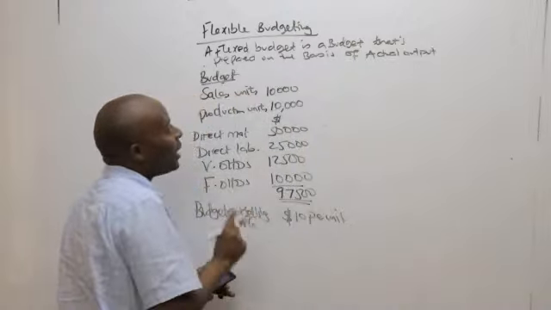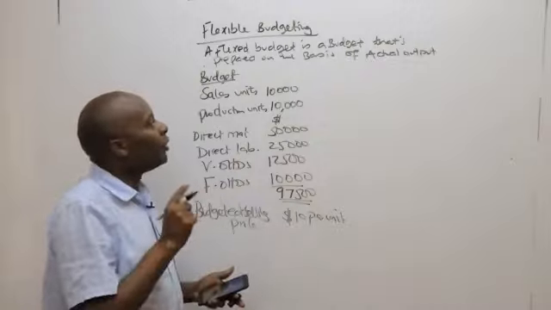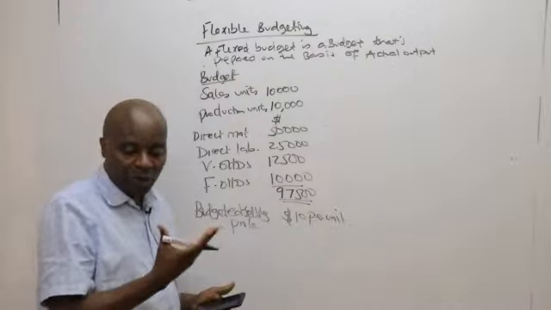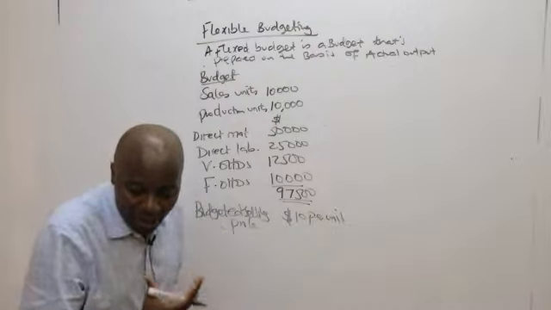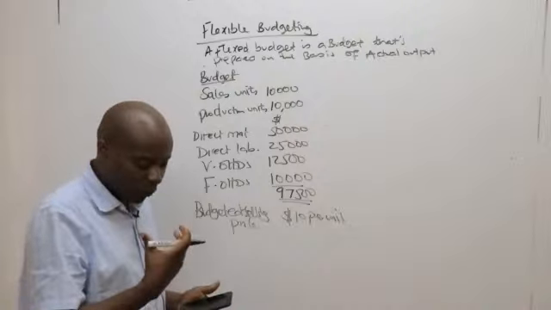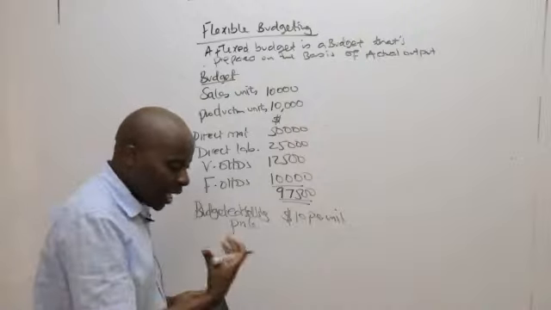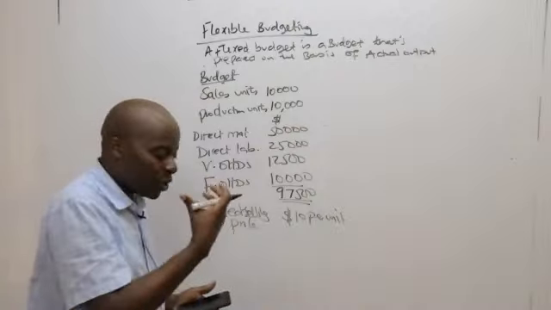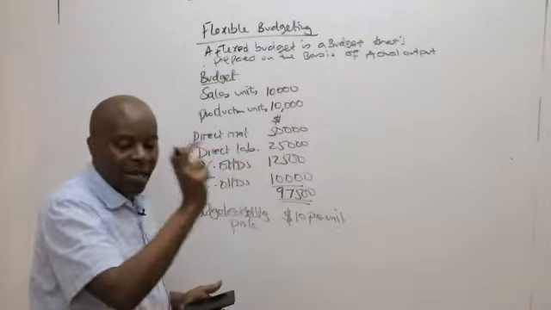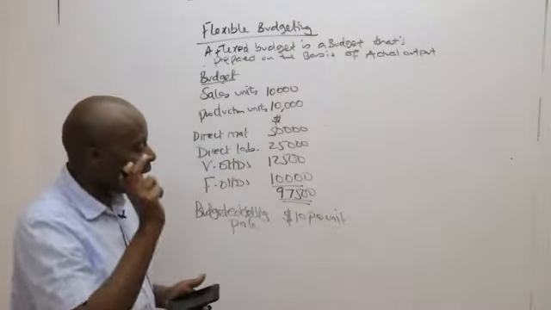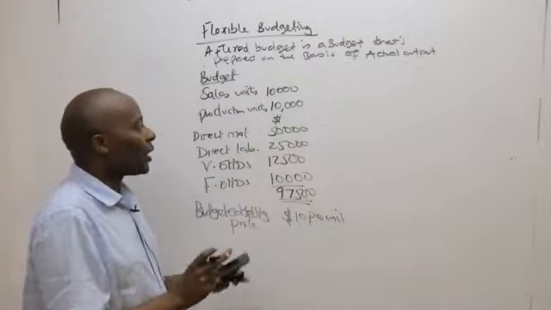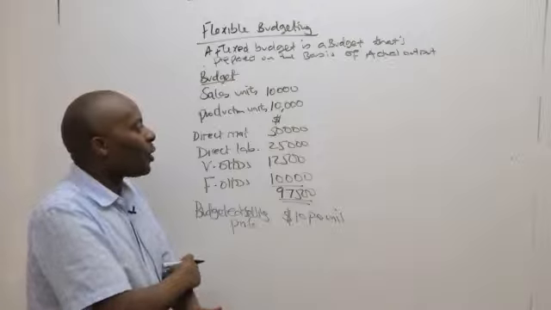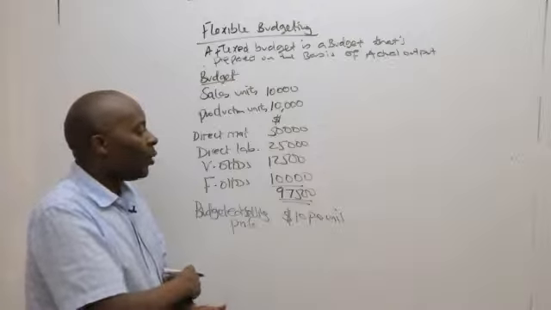So any budget which is prepared on the basis of the actual output is called a flexible or a flexed budget. To flex is to change. We are changing our original budget to mirror the actual production. So ladies and gentlemen, listen to me very well. Whenever you are told to prepare a flexible budget, what will you do?